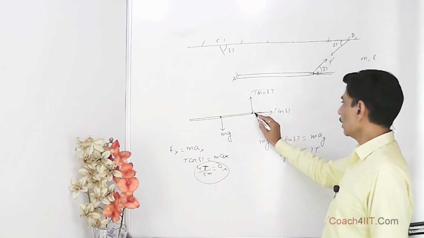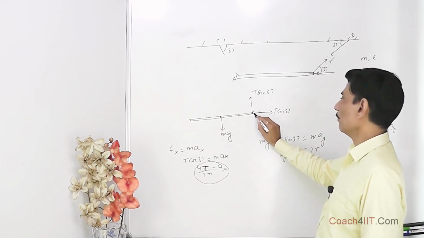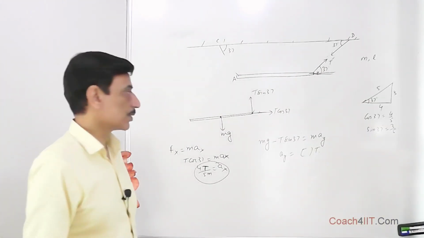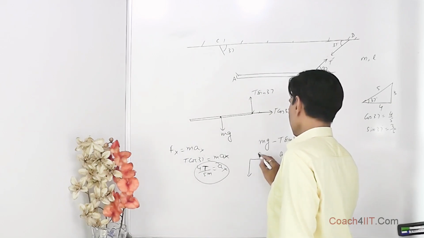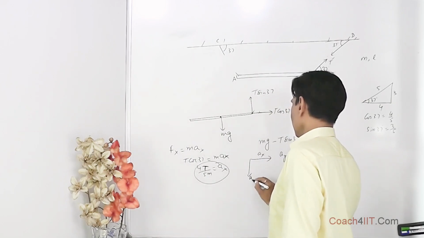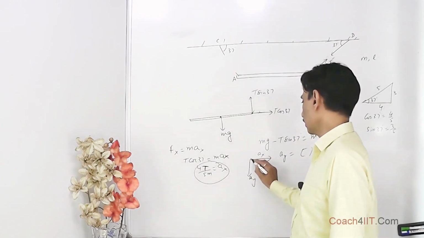So, we have got ax and we have got ay also. Ax will be in this direction, ay will be in this direction. So, we have got ax and ay in terms of T. So far, we have got this.